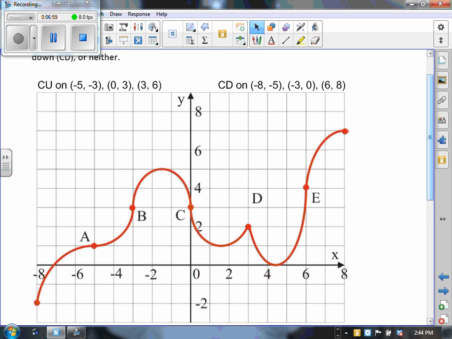So if we look at the interval, let's start with -5 and end at -3, that would give us this interval here, from here over to -3. If you look at that portion of the graph, we can say that it is concave up for a number of reasons. One, any tangent line to that curve would be below the curve. We could also say that the slopes are increasing as we read from left to right.